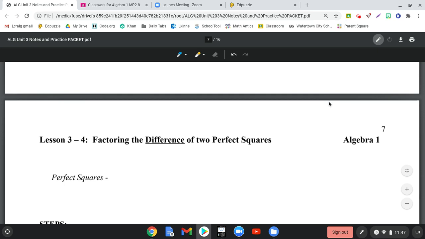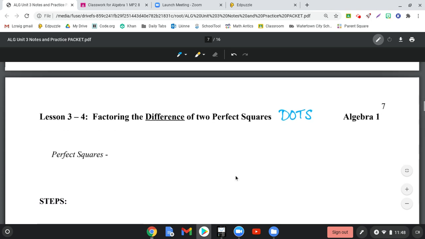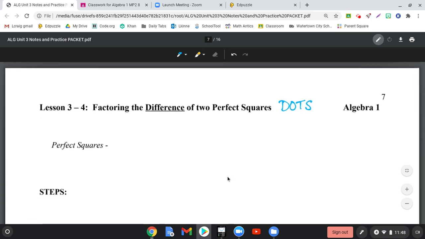Everyone, welcome back. We are on lesson 3-4 today, which is factoring the difference of two perfect squares. You'll often hear me and other math teachers refer to it as DOTS, difference of two squares. So first, let's think about some perfect squares. And I do want to point out, it says the difference, so it has to be subtraction. If you see addition, you cannot do these.